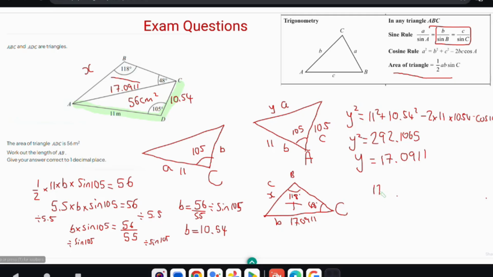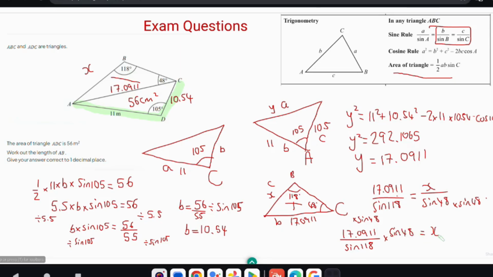And we're going to use this part of our sine rule. So little b over sine big B is little c over sine big C. Times both sides by sine 48. Gives us x is 14.4 to 1 decimal place.